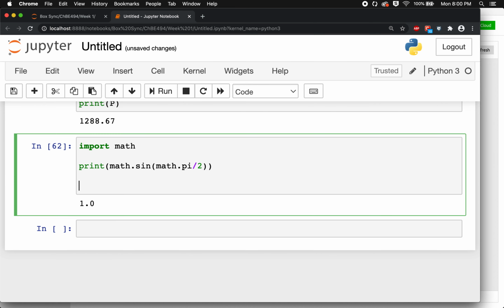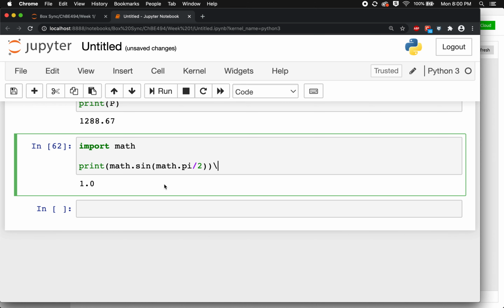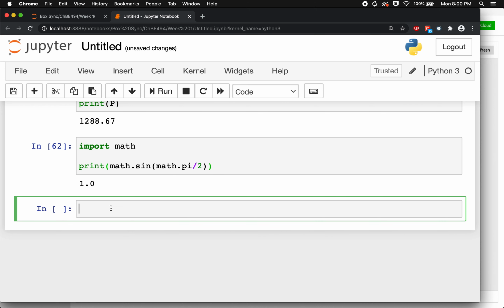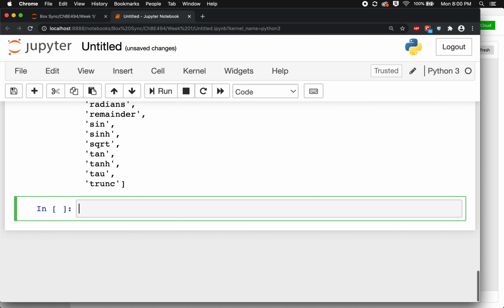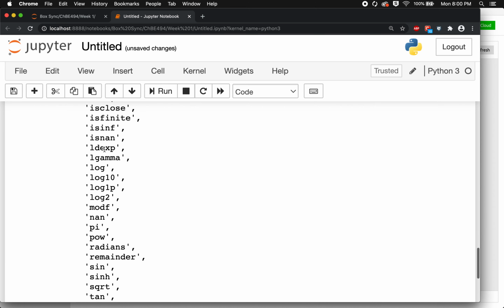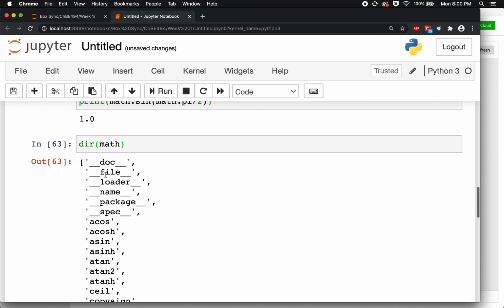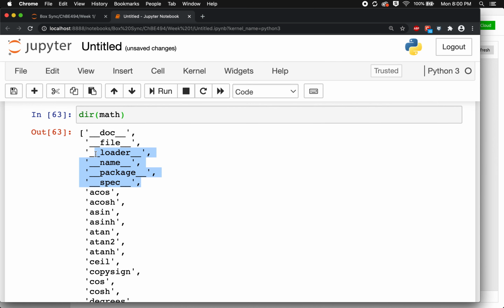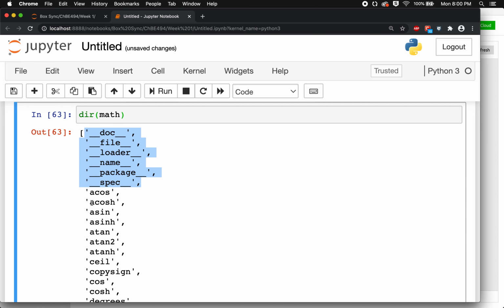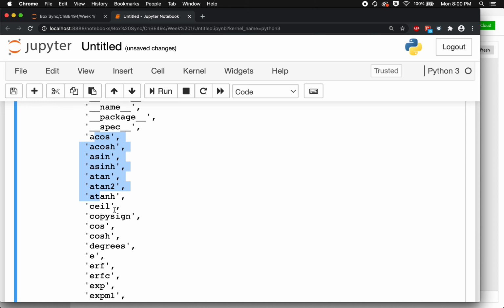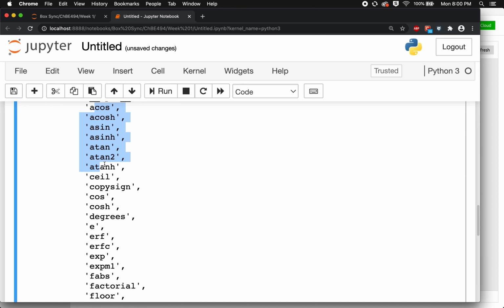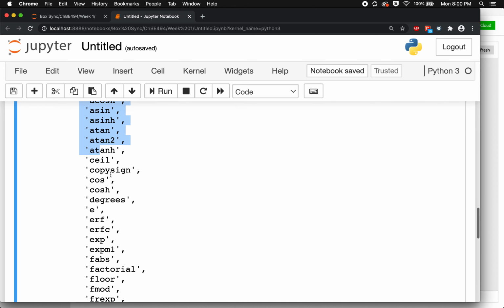If you want to take a look at what's in your math library, I can come down here. We still have it imported. I can type the command dir(math), and it's going to give me all the different functions. These are just built-in functions when you see these underscores. But this is the arctangent, arc cosine, the inverted one. Ceiling, which is basically a rounding operation.